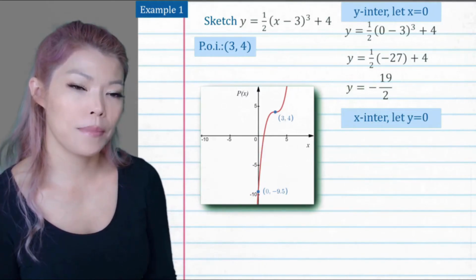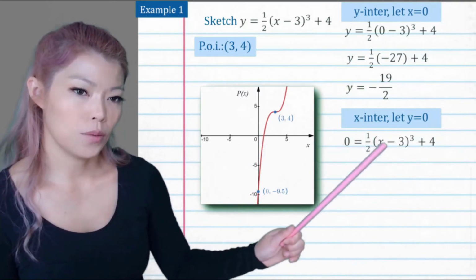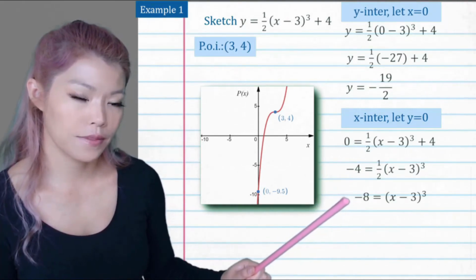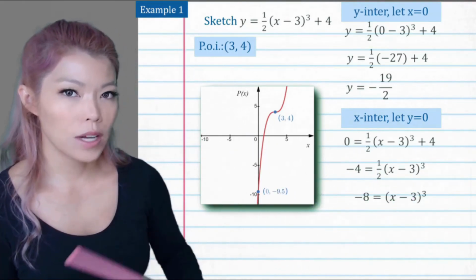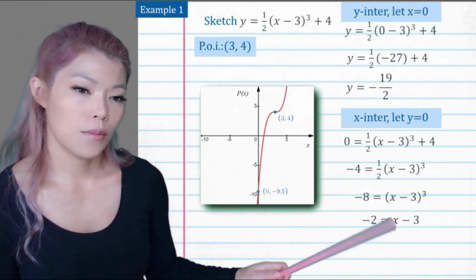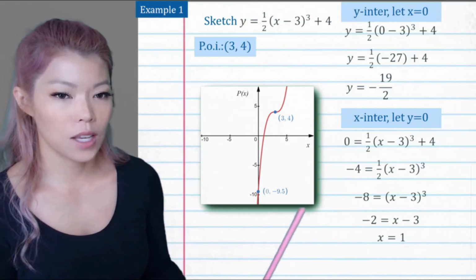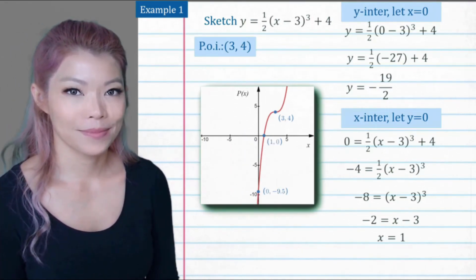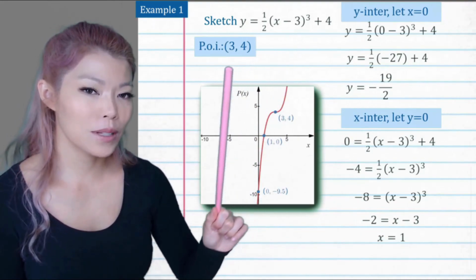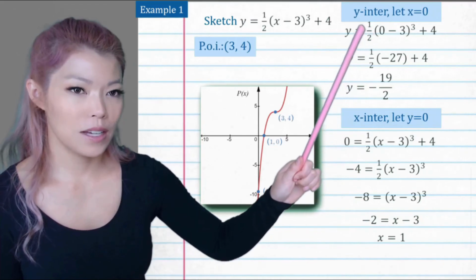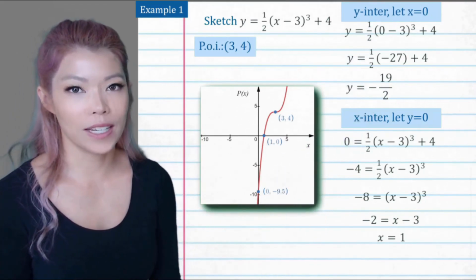And what about the x-intercept? We would work that out by letting y equal 0. So bring the 4 over, we have minus 4 times 2 is minus 8. Then cube root it. What times what times what is negative 8? Negative 2. So now bring the 3 over, we have x equals 1. So type that in. So you can see that's very similar to quadratics, but now we have a point of inflection, and it's very similar in the way you figure out your x and your y intercepts.